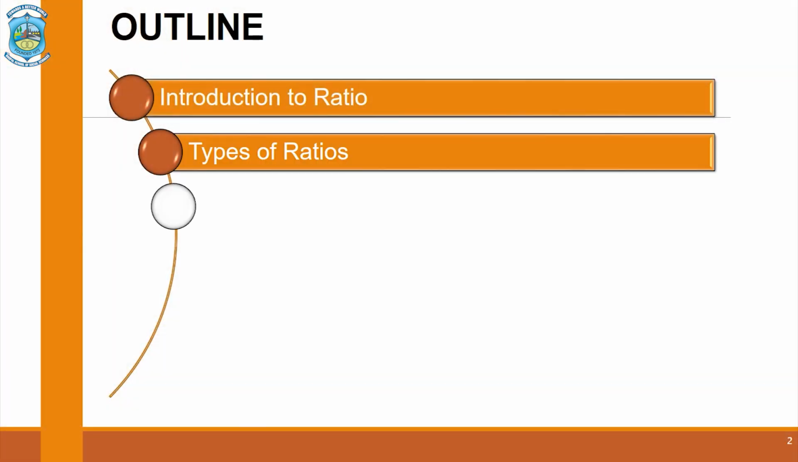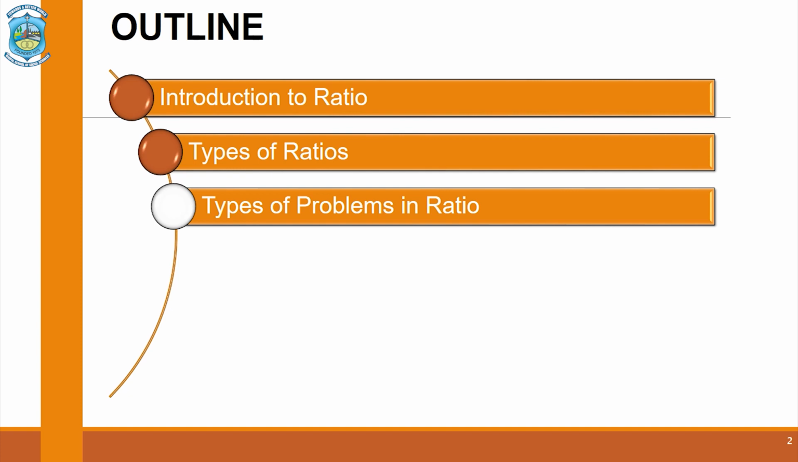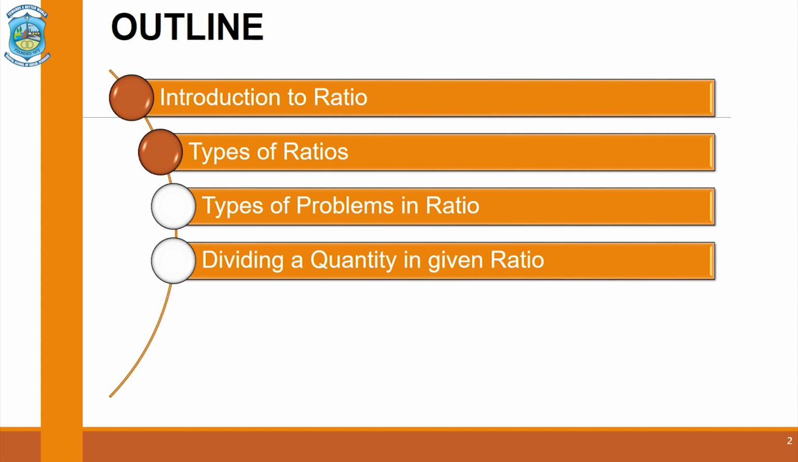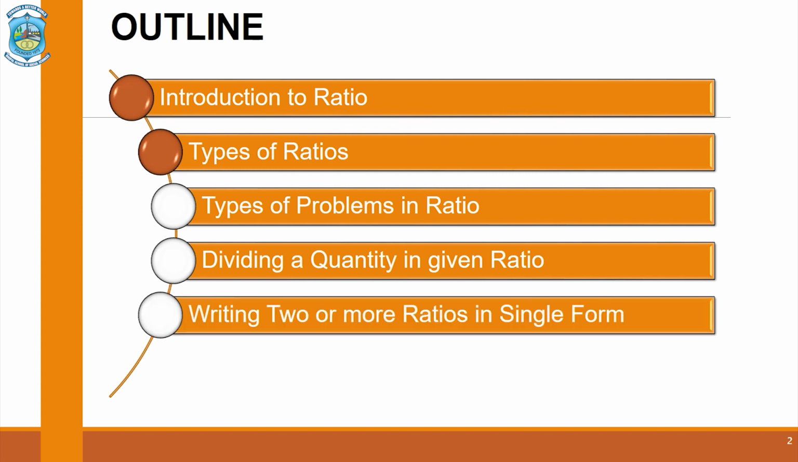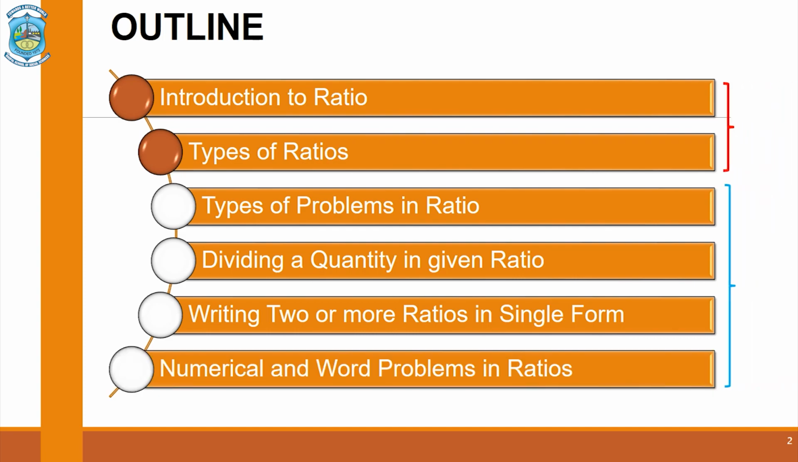This is a brief outline of this session. I have divided this course into two modules. In the first module, we will see about introduction to ratio, types of ratios, and what are the problems that we have in ratio. In the next module, we will discuss about dividing a quantity into a given ratio and writing two or more ratios in a single form. We will also see some numerical and word problems. So let's begin this first module.